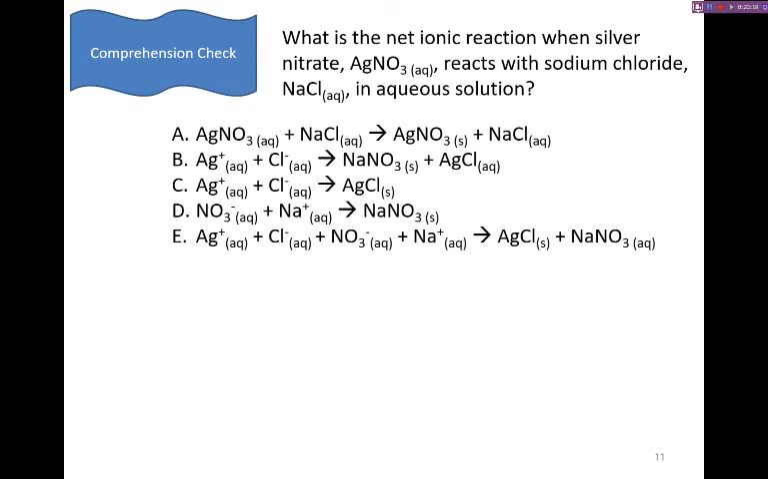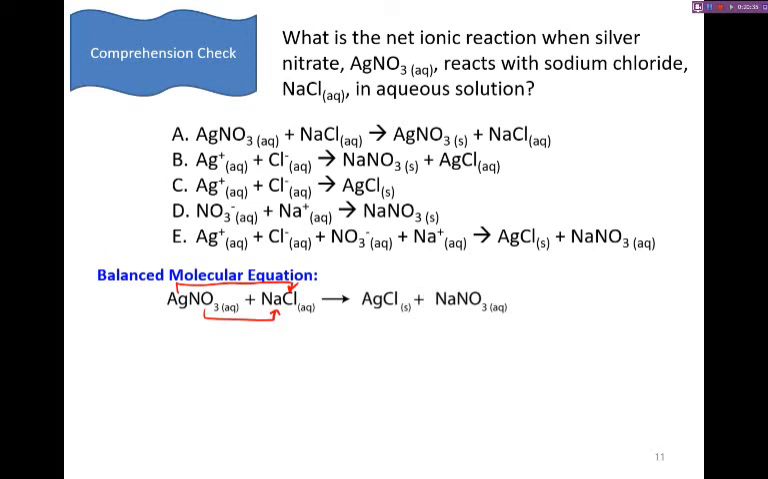So first thing we want to do is write out the balanced molecular equation. That's silver nitrate reacting with sodium chloride, and we're going to swap partners. Our silver is going to combine with the chloride, and the nitrate with the sodium. That gives us silver chloride and sodium nitrate.